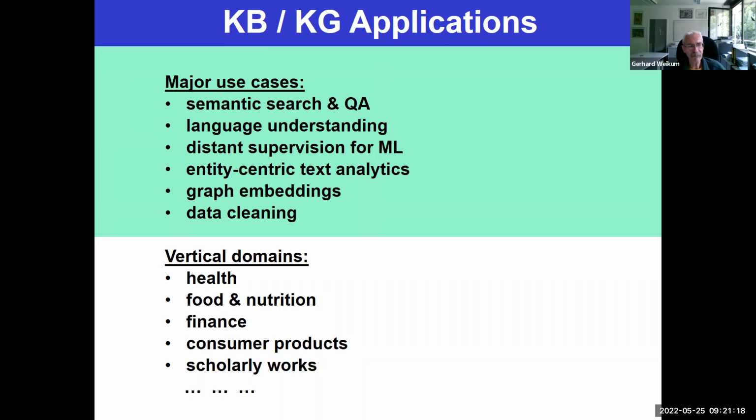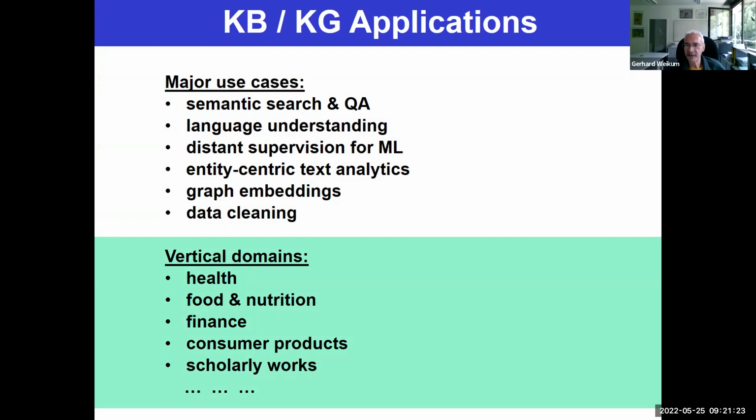In addition to broad coverage of entities and facts with maybe an emphasis on entertainment and business relevant entities, there are vertical domain knowledge graphs, particularly in the areas of health, food, finance, and there's more.